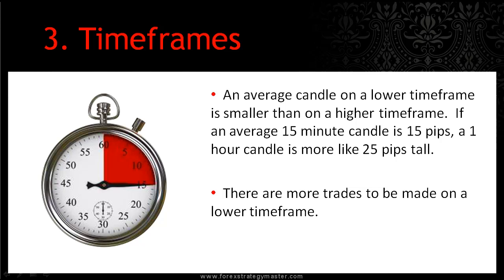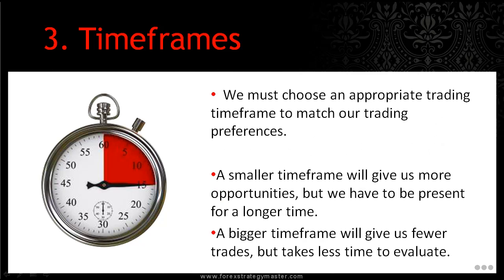There are more trades to be made on the lower time frame because more candles can be produced in the same amount of time. We must choose an appropriate trading time frame to match our trading preferences. A smaller time frame will give us more opportunities, but we have to be present for a longer period of time, while a bigger time frame will give us fewer trades, but takes less time to evaluate. We don't need to be present quite as often because we have more time in between each candle.